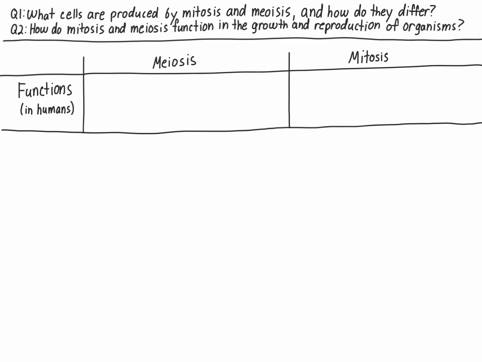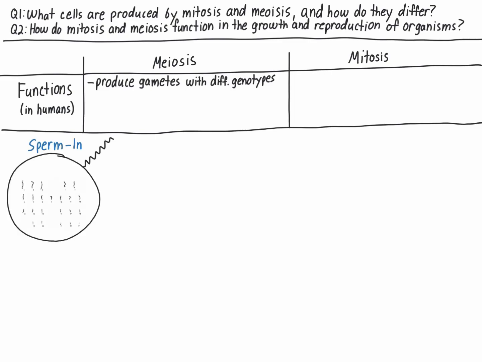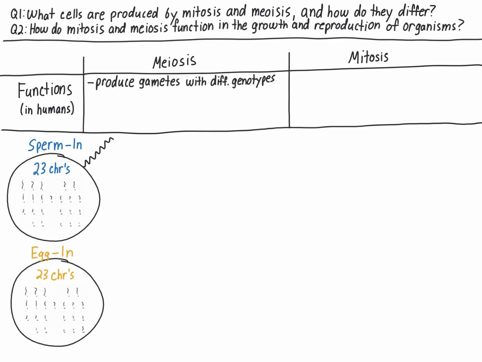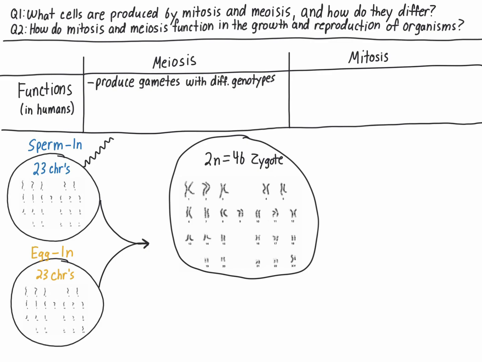Next, we'll examine the functions of meiosis and mitosis. The function of meiosis is to produce the gametes with different genotypes. During reproduction in humans, a 1N sperm with 23 chromosomes and a 1N egg with 23 chromosomes fuse to form a 2N equals 46 zygote. So the genetic function of the gametes is to each pass on one set of chromosomes to the zygote, which will eventually form the offspring.